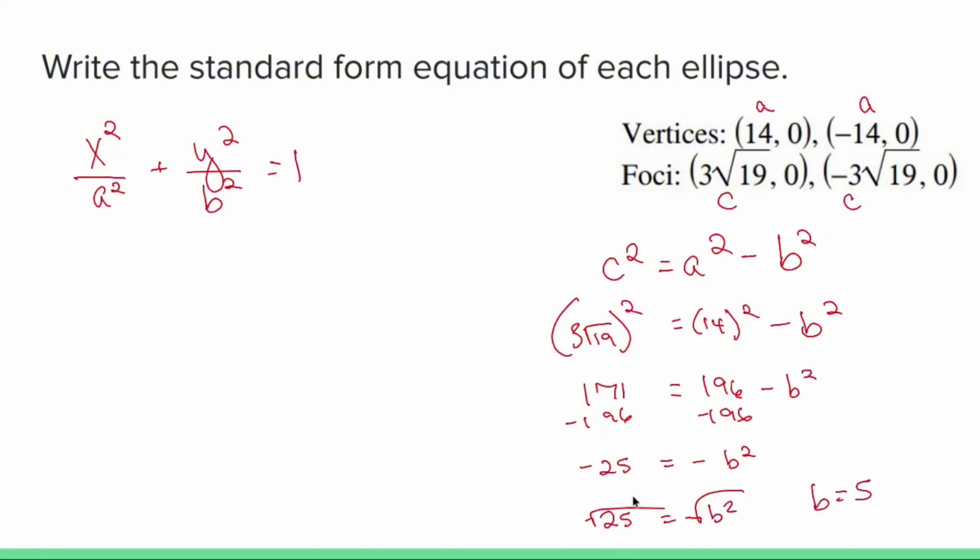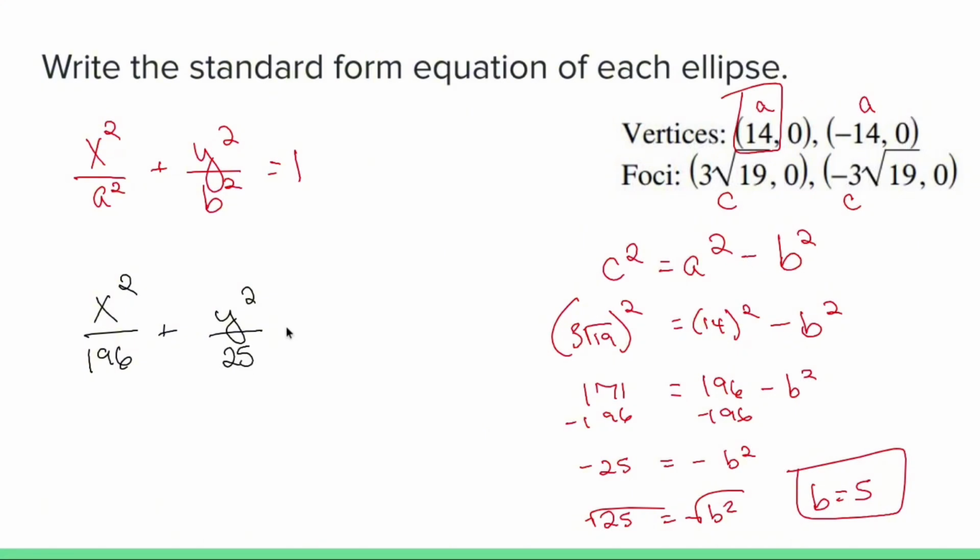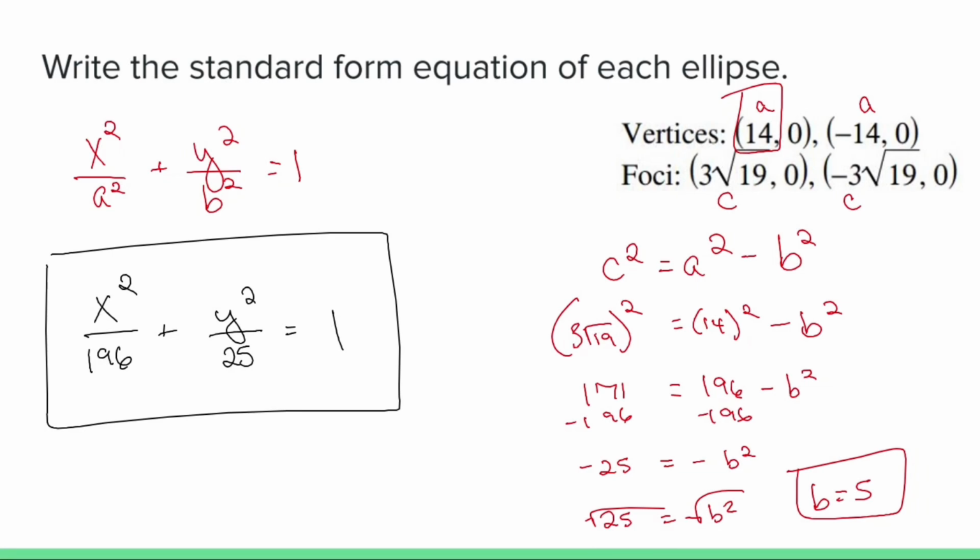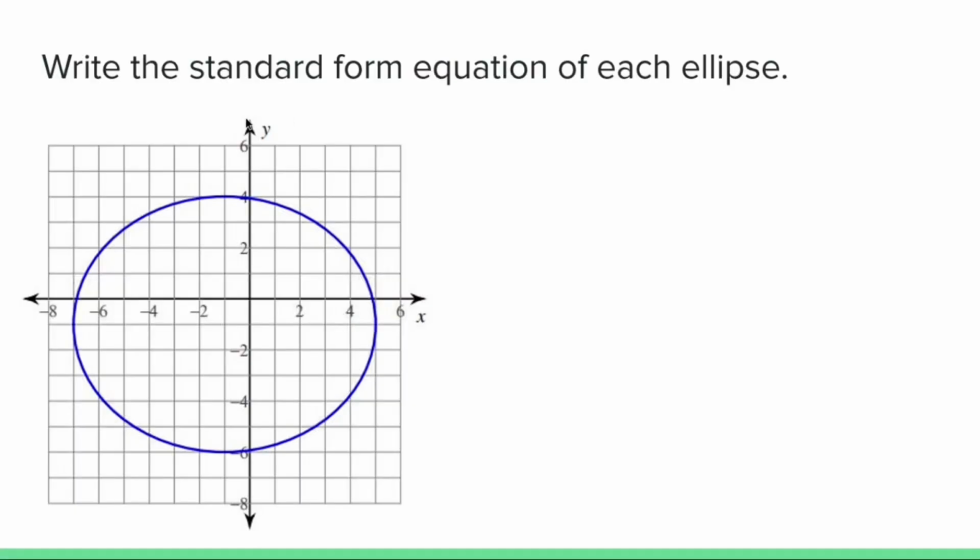Now, I'm not going to write out positive or negative because I don't care about positive or negative. I just care about the fact that b is 5. So if a is 14 and b is 5, I have enough information to wrap this problem up. X squared over 14 squared, which is 196, plus y squared over 5 squared, which is 25, equals 1. That's your guy.